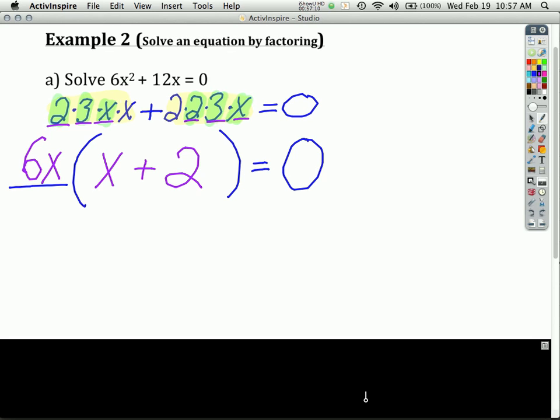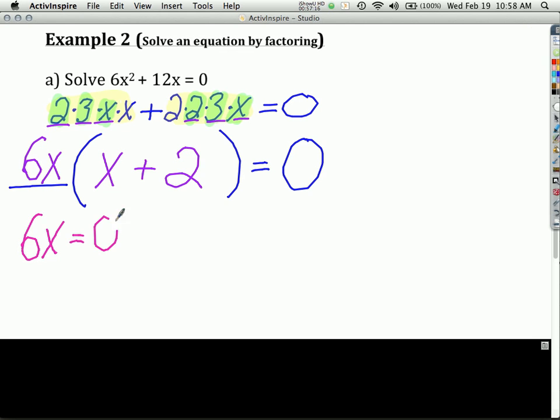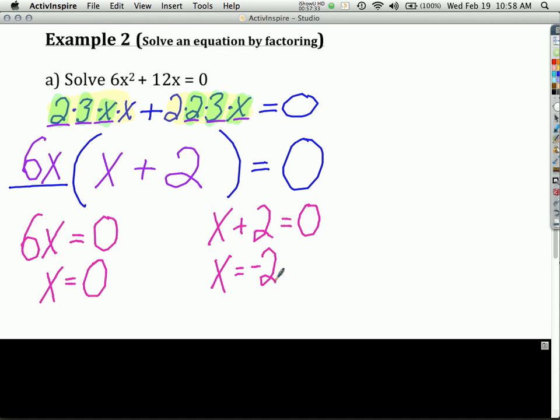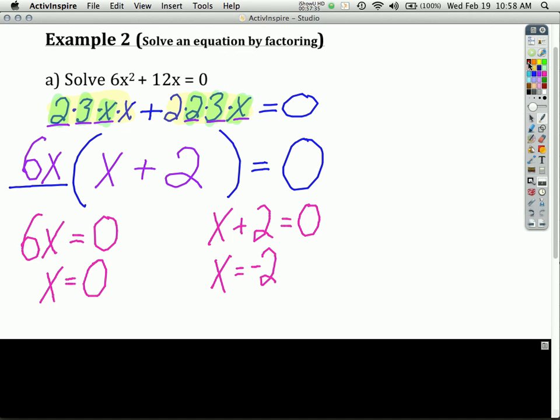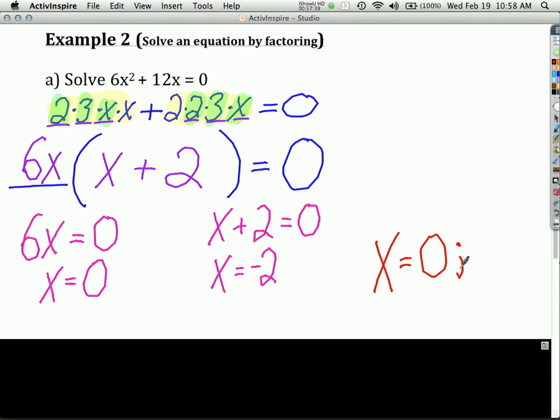So we have two factors. We have 6x. That's going to get set equal to 0. And we have the other factor, x plus 2. That's going to be equal to 0. And now solve both of them. X equals 0, and x equals -2. And so the two solutions for this equation are 0 and -2.